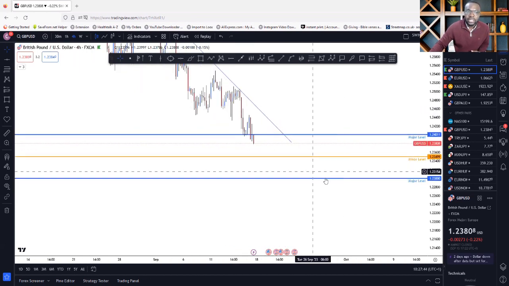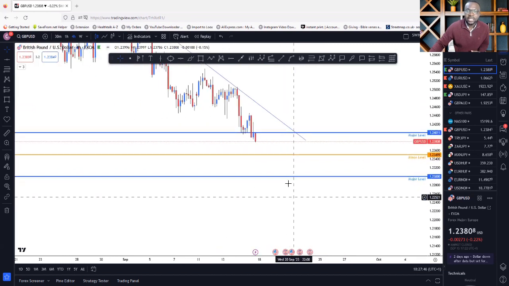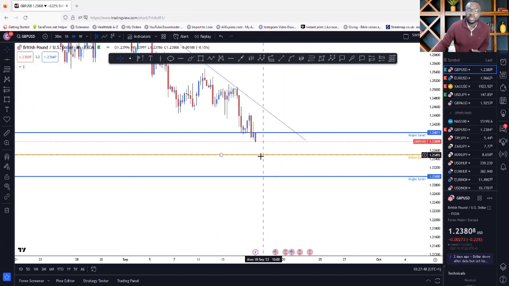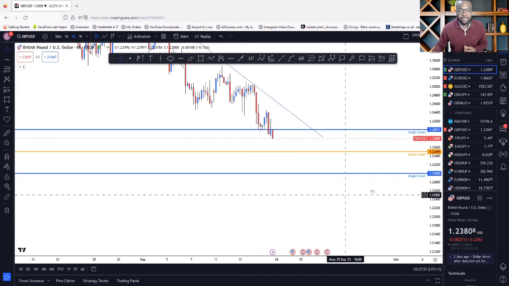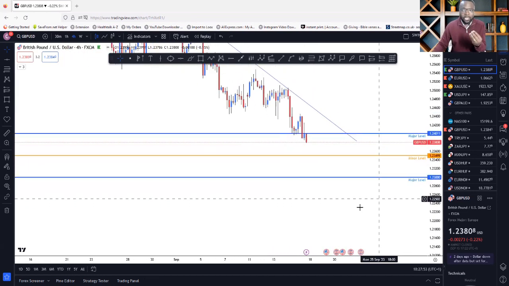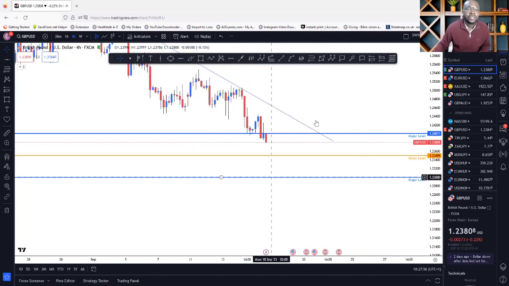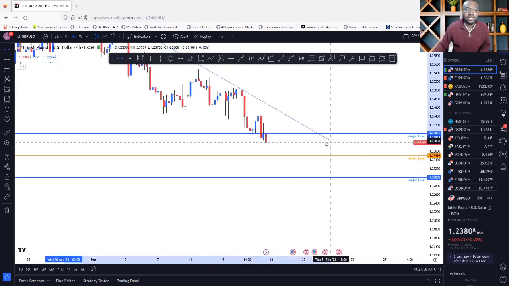So we can see that price is now heading to 1.2350, or 1.2300. That's where price might be going. So the best thing you want to do is to focus your attention on trading this section.